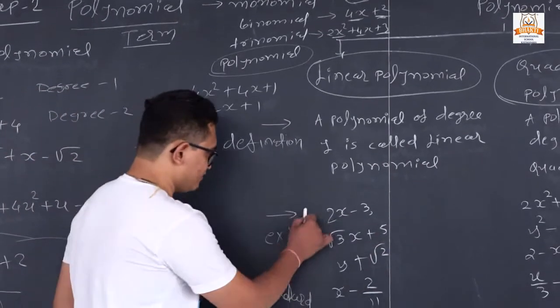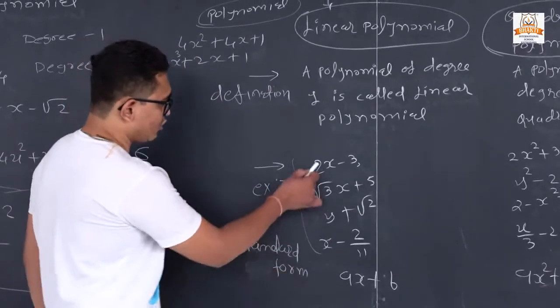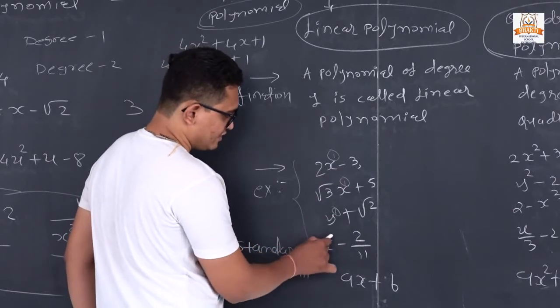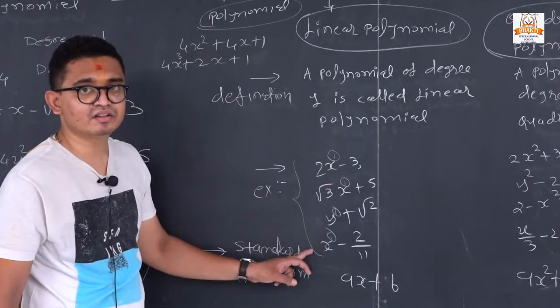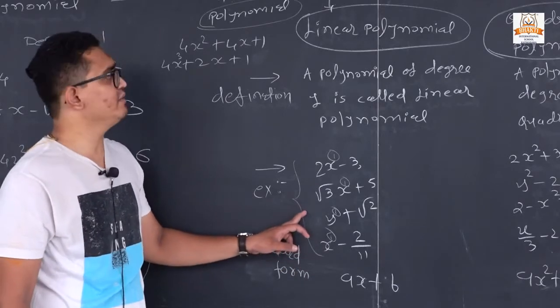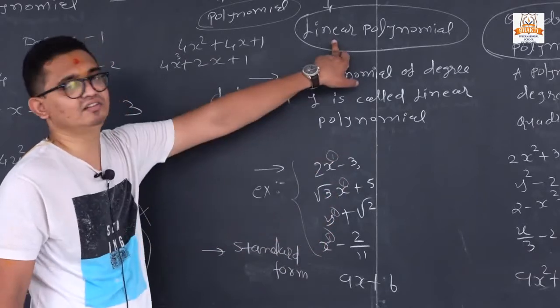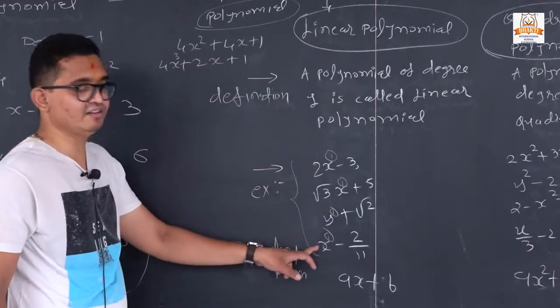Suppose we are taking these 4 examples: 1, 2, 3, 4. In all cases, you can see that the power is 1. Clear? So if any polynomial has a maximum degree of 1, it is called a linear polynomial. These are examples 1, 2, 3 and 4.